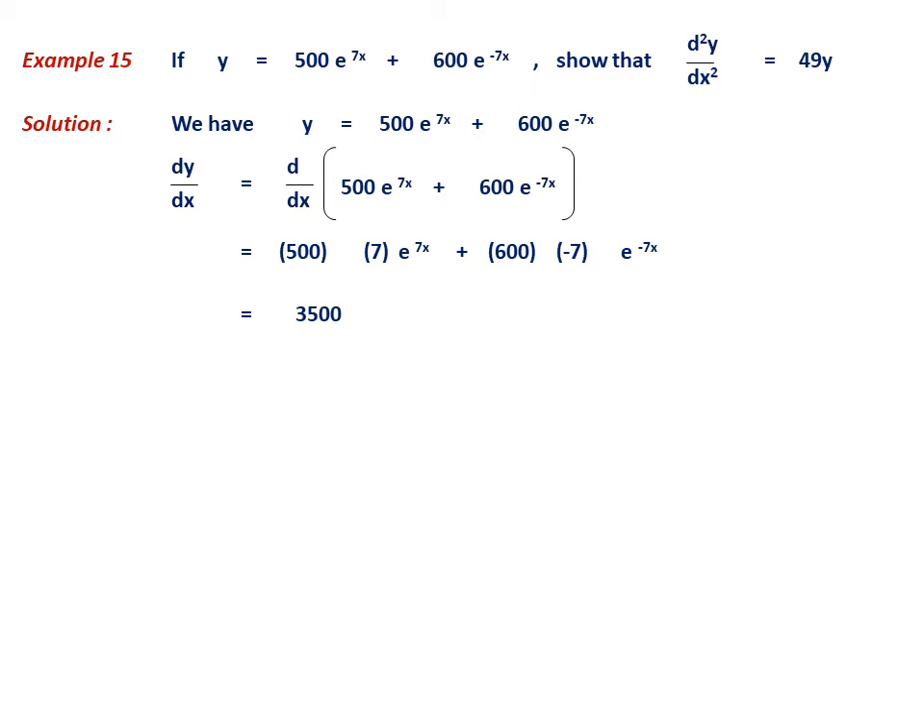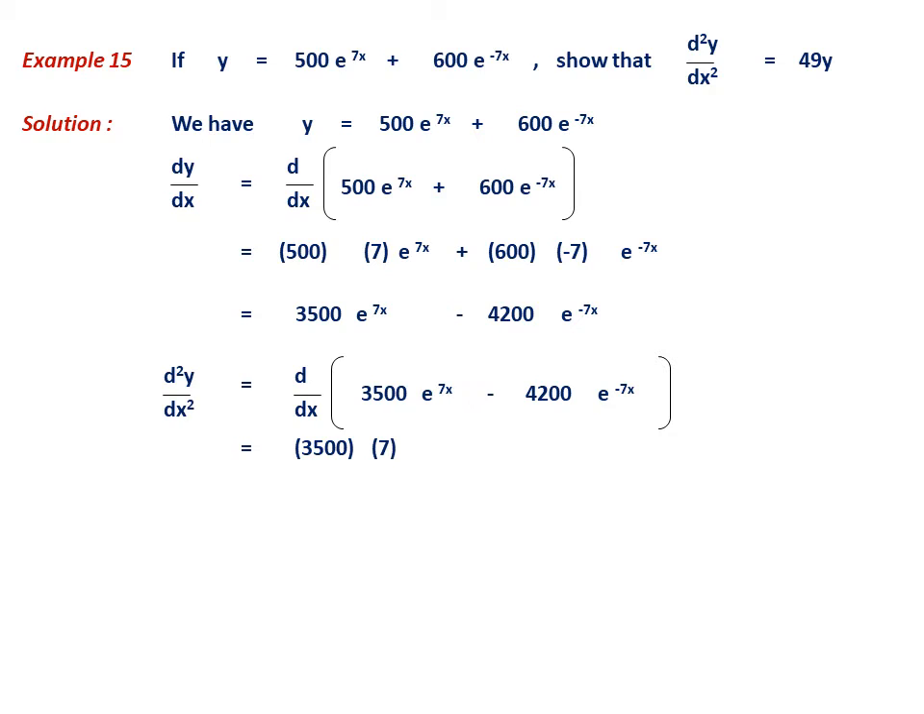Now what you have to do is, of course, 3500. Actually it need not be multiplied, you can keep it as it is also. So now once again differentiate, so this will be equal to d by dx of 3500 e power 7x minus 4200 e power minus 7x. Now once again 3500 is a constant, then e power 7x as before, chain rule. The differentiation of e power 7x is 7 e power 7x, then differentiation of 7x is 7.